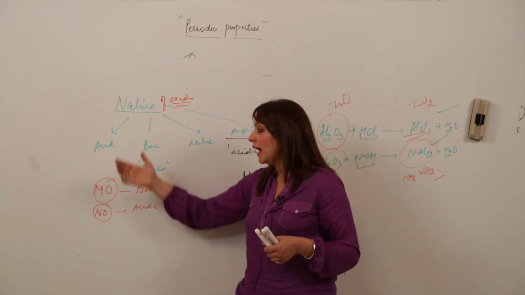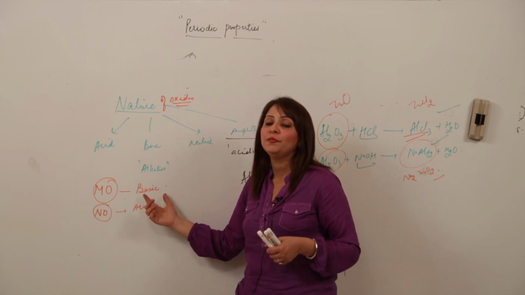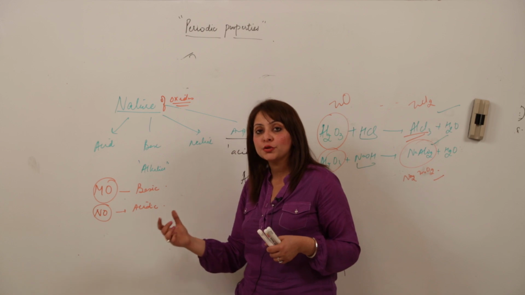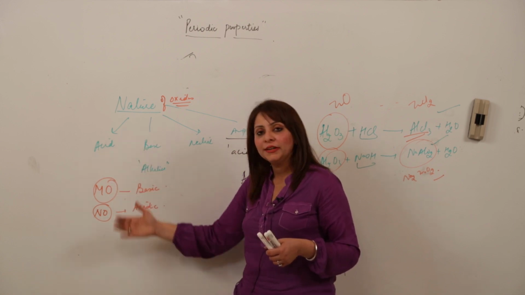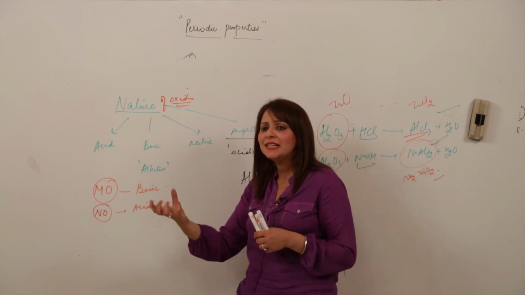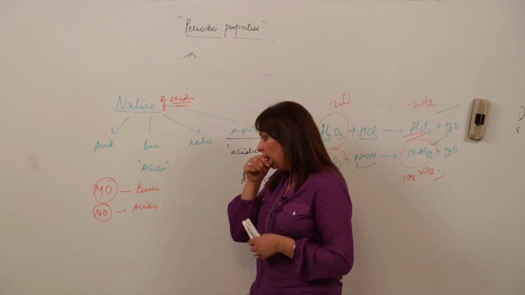So that means that as we move down the group, the basic nature of metal oxide is increasing. That means when metal oxide dissolves in water, it forms a strong base. So as we are moving down, the basic character is increasing. The bond gets weakened and the OH ion gets released easily.